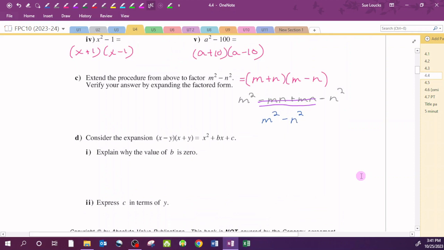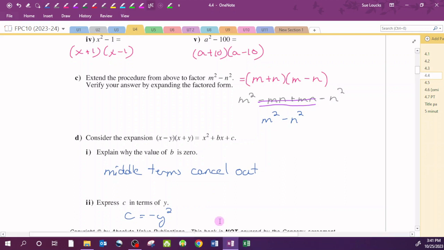Consider this expansion. Explain why the value of b is 0. The middle terms cancel out, just like we just saw. And express c in terms of y. C equals negative y squared.